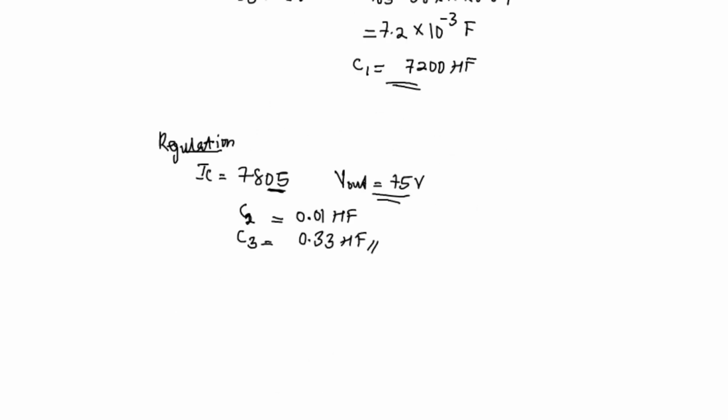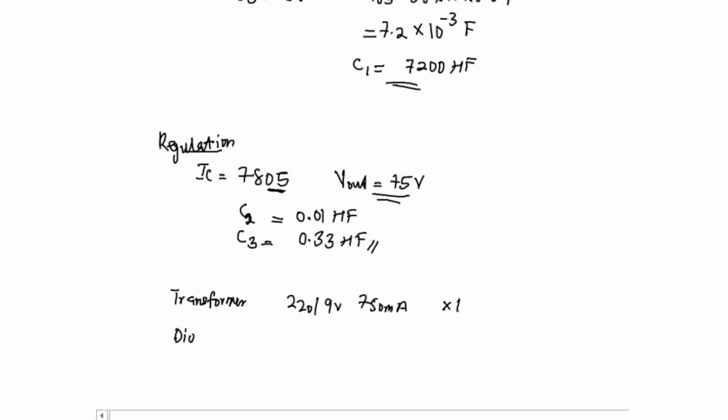So to design this charger, all we need is a transformer, 220/9 volts, 750 milliamp rating, and we only need one. We need diodes IN4001, four of them. We need IC 7805.